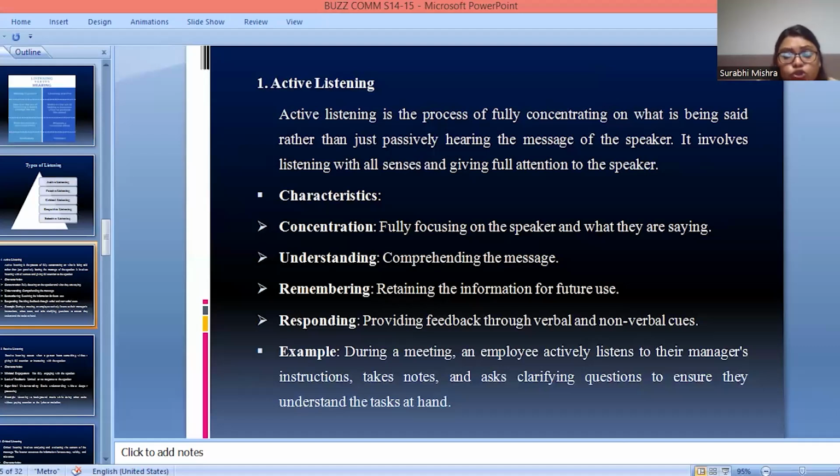For example, during a meeting, an employee actively listens to their manager's instructions, takes notes, and asks clarifying questions to ensure that they understand the task at hand. So this example states that we have to understand the manager's instructions so we can understand how the task has to be performed. Everything should have clarity then and there. Instead of stretching it for too long, we must focus on clearing things up then and there only, right?